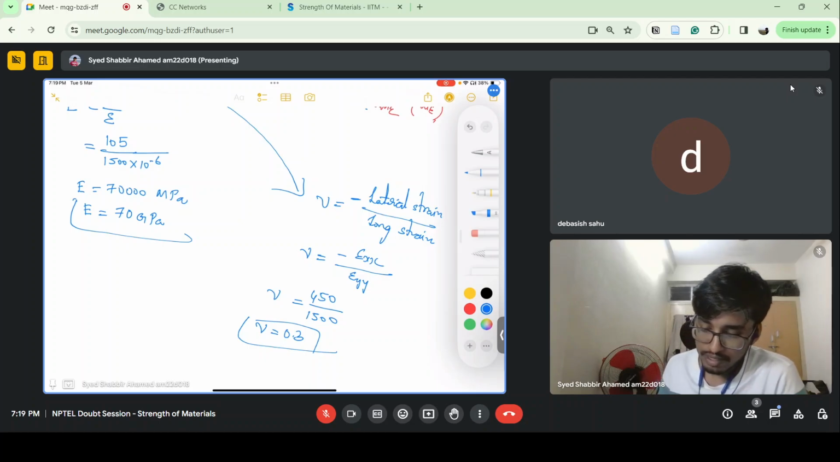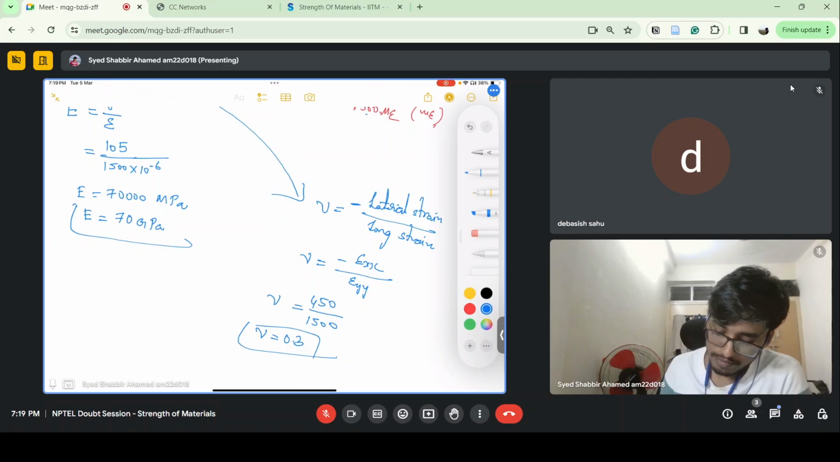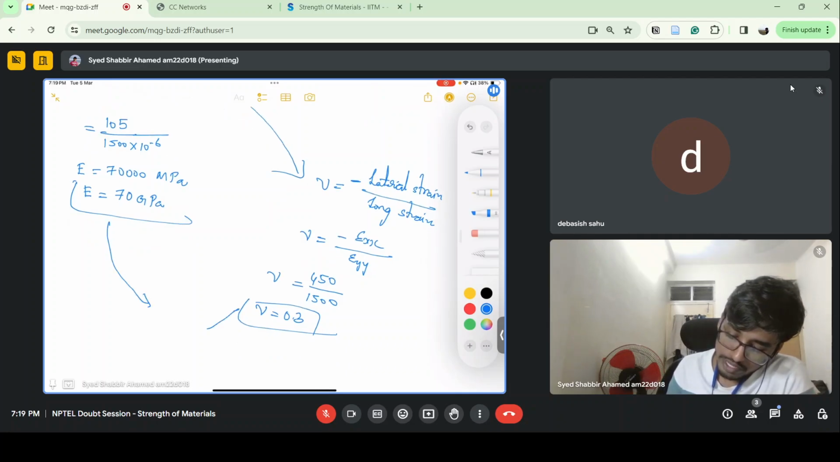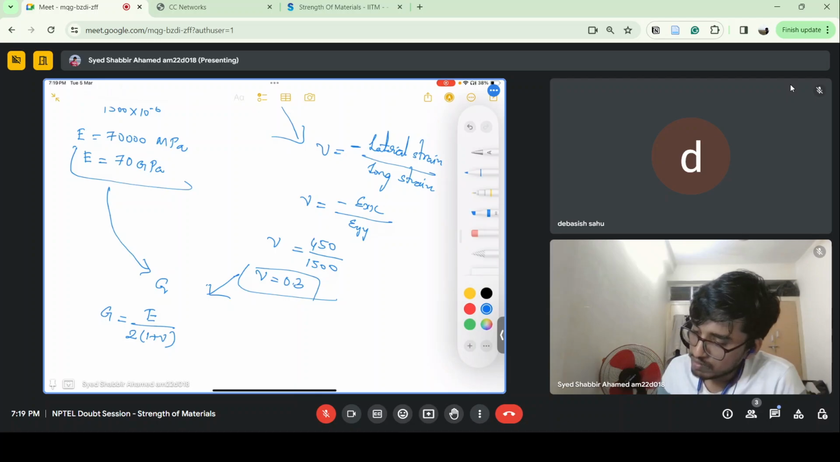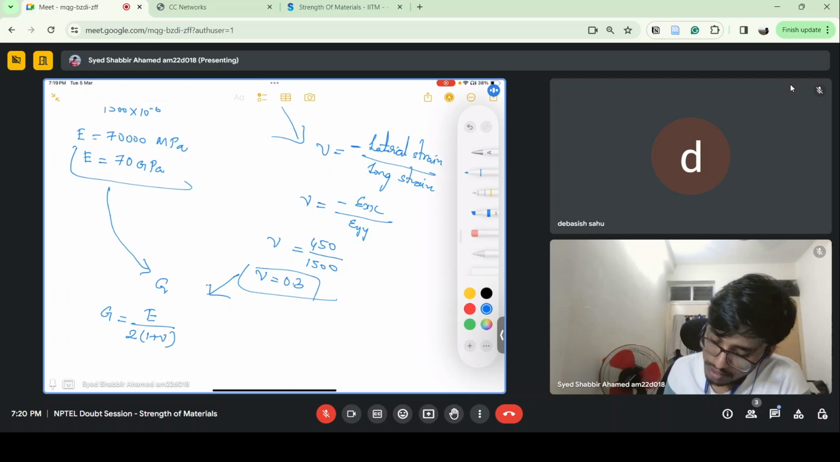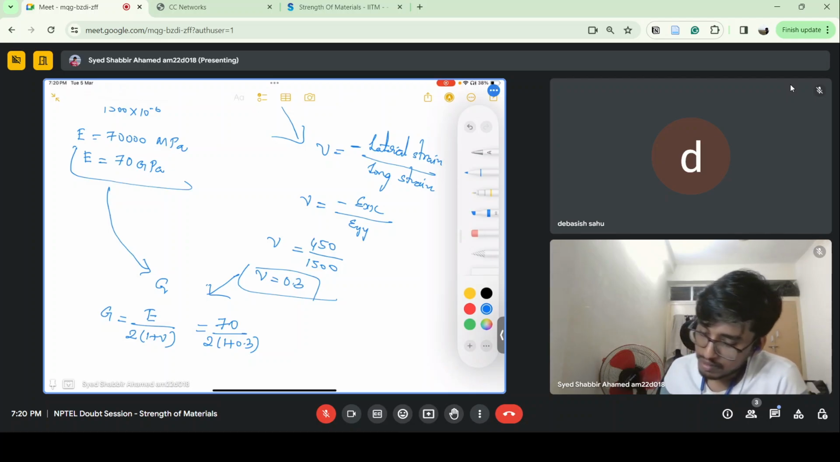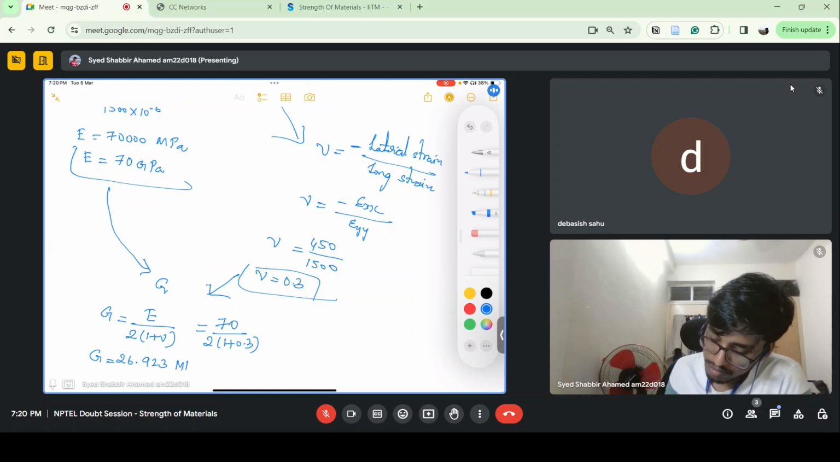Now we have to get the modulus of rigidity. We know E and we know mu. From that we have to calculate G. We know the relationship between mu, E and G: G is equal to E by 2 into 1 plus mu. So 70 by 2 into 1 plus mu, which is 0.3. I'll get G is equal to 26.923 megapascal.